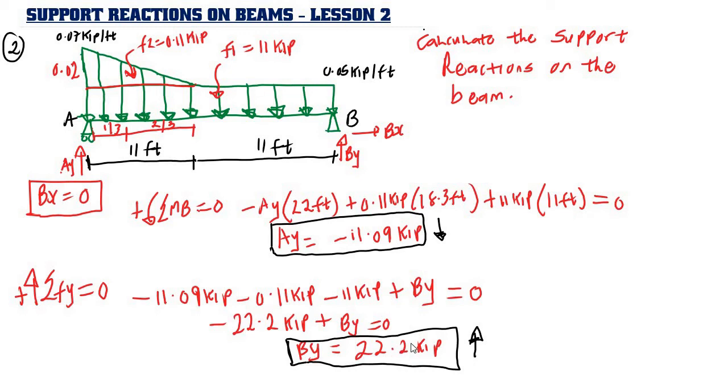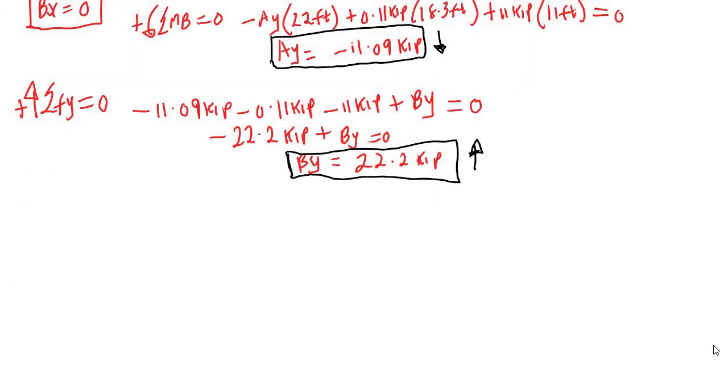Now, if you want to check if your answer is correct, there is a quick way you can check. All you need to do is take the summation of all the forces, and it needs to be equal to 0. If it is equal to 0, meaning your answer is correct. Let's quickly do the check. We're going to say summation of all the forces in the y direction need to be equal to 0.